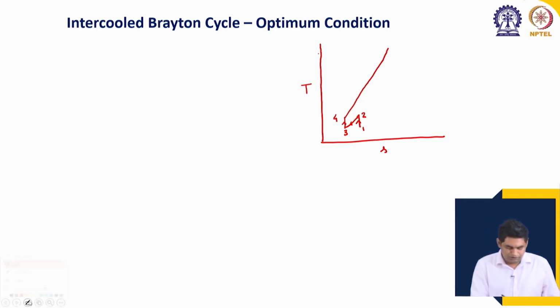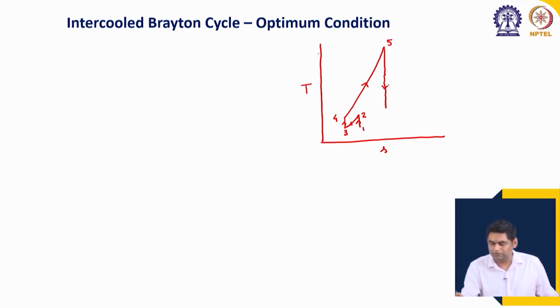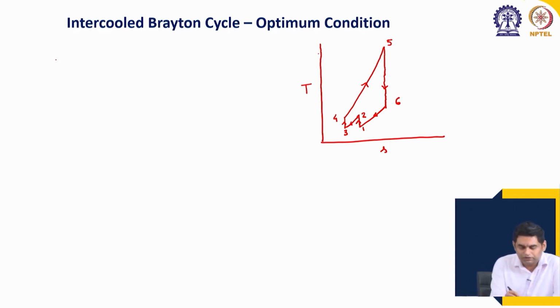Then 4 to 5 is the constant pressure heat addition. Then we have expansion in the turbine, 5 to 6. And then we close out the cycle by adding a hypothetical heat removal process 6 to 1. This we had discussed and we have derived some expressions.